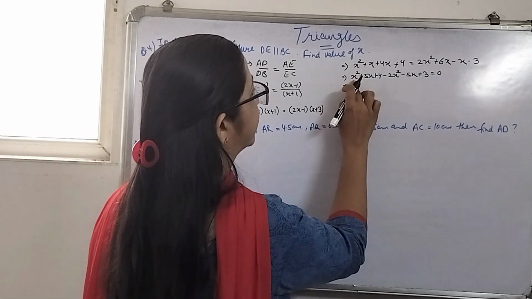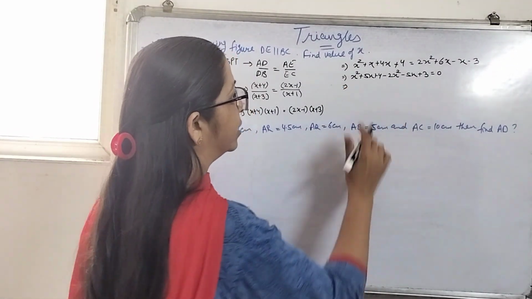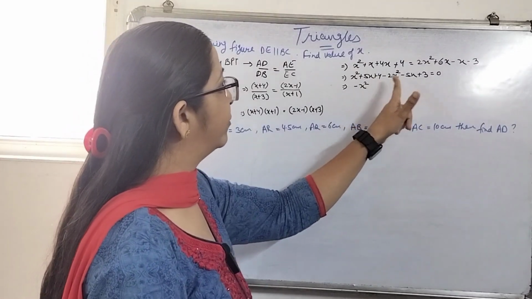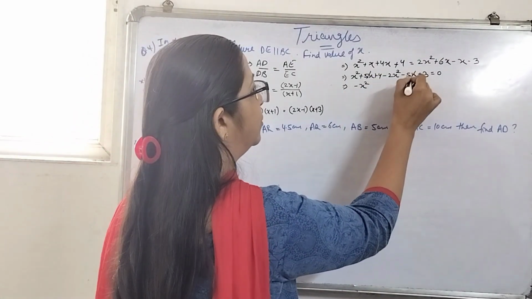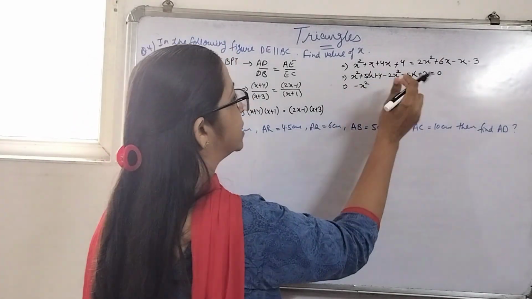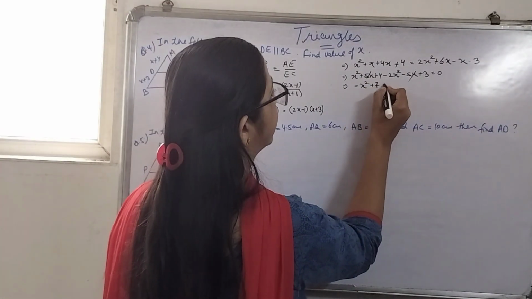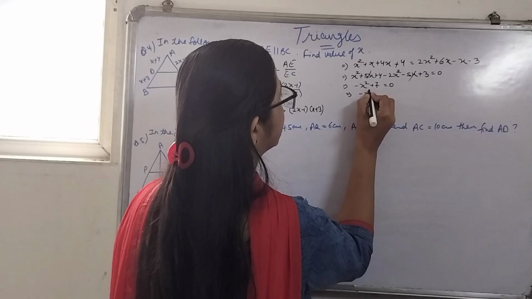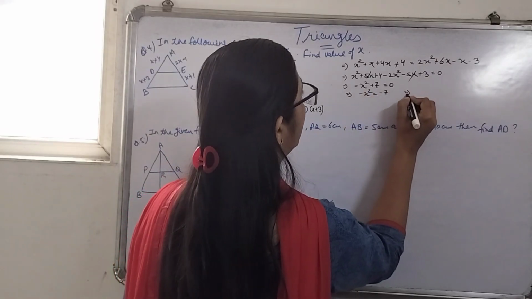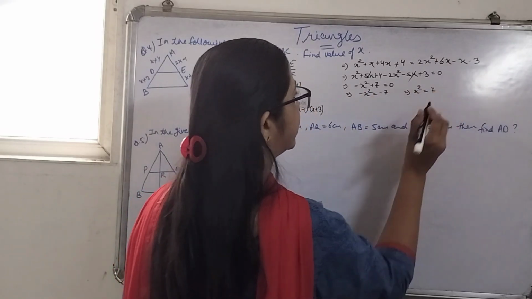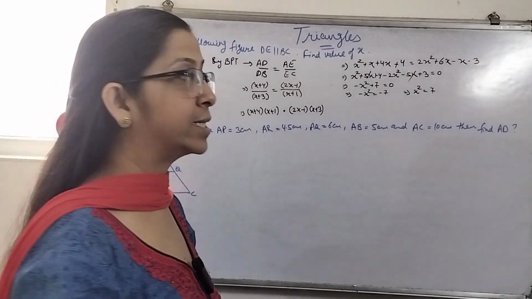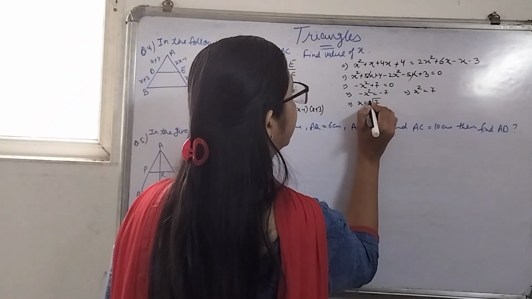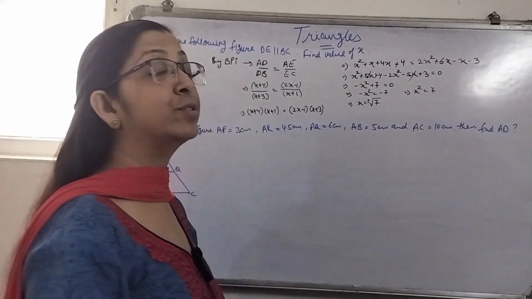Now, x square minus 2x square will be minus x square. Plus 5x minus 5x, both are going to cancel. Plus 4 plus 3 will be plus 7, equivalent to 0. Or we can say minus x square is equivalent to minus 7, or x square is equivalent to 7. Now the value of x square is 7. So x will be plus or minus square root of 7.